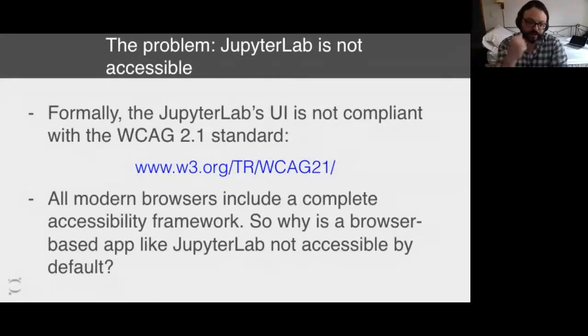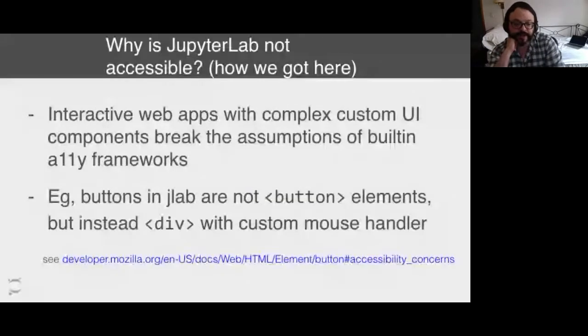The interesting thing is that all modern browsers include a complete accessibility framework. So the question is, why is a browser-based app like JupyterLab not accessible by default? Why doesn't it just work? The basic answer is that interactive web apps with complex custom UI components will almost always break the assumptions that these built-in accessibility frameworks make.